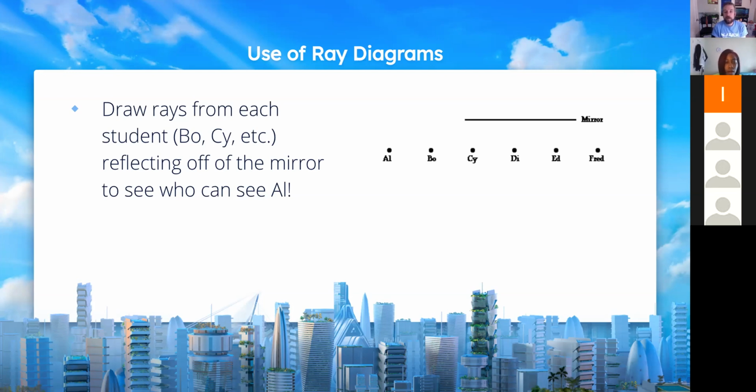So Al is on the left. We've got Bo, Cy, Di, Ed, and Fred. So wouldn't Fred be able to see Al? Well, I want to see the rays drawn on this diagram. So again, on your screen share menu, you'll see View Options.